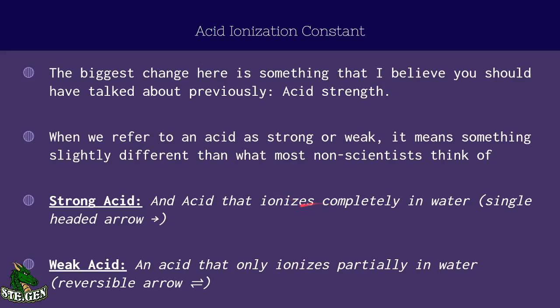Strong acids just mean that they ionize completely in water. They will completely split apart, and that means we actually have to use a single-headed arrow. So if you've gotten in the habit of always using a double-headed arrow, you actually can't do that for acids. If it's a strong acid, you get to just do one normal arrow. And if it's a weak acid, it ionizes only partially, which means it is reversible. It can go back. And so you have to use the double-headed arrow, the right and left-headed arrow, because it is reversible.